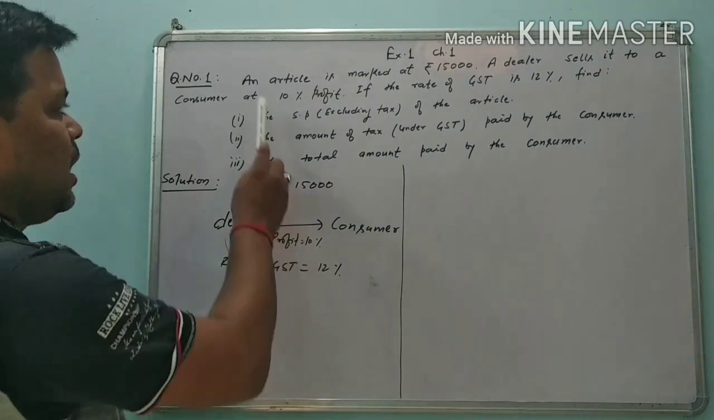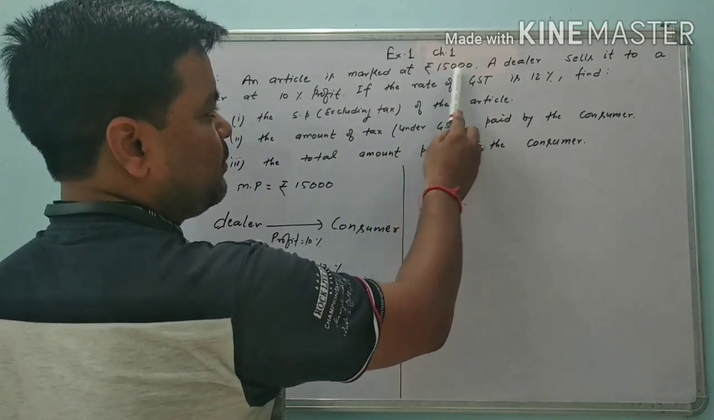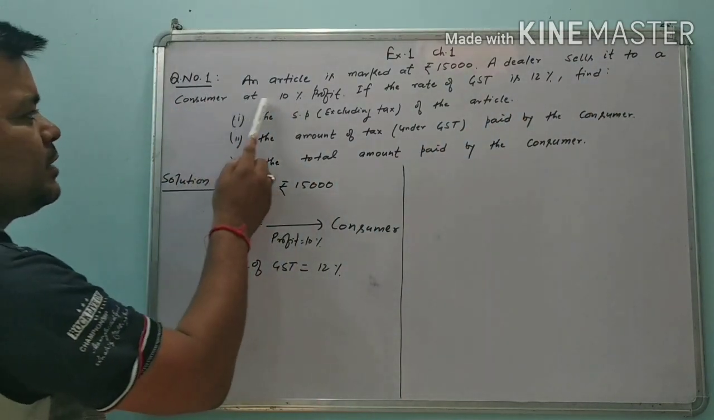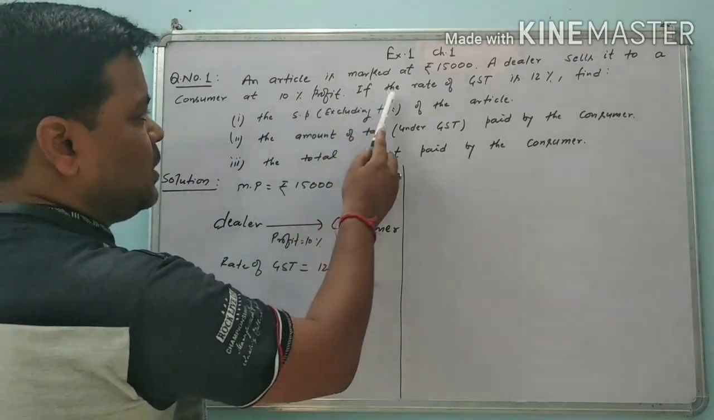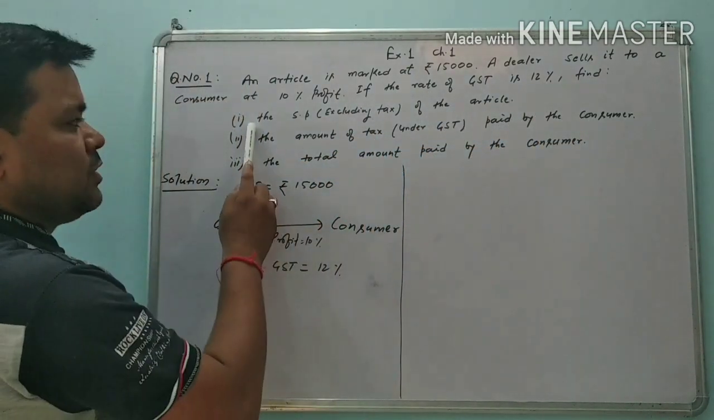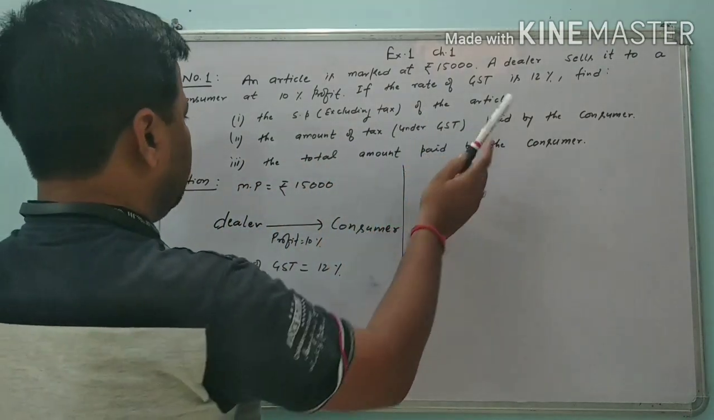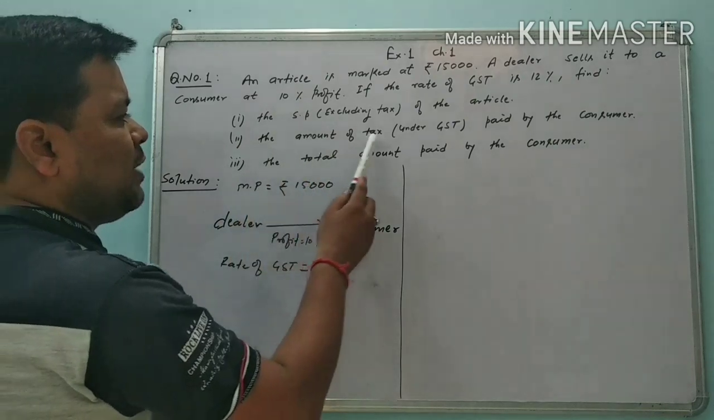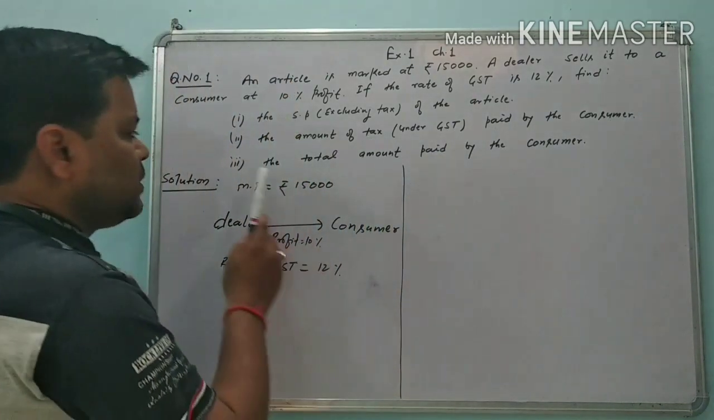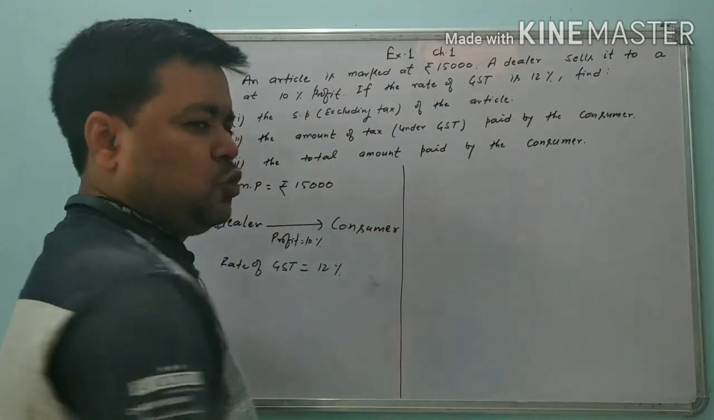The question is, an article is marked at rupees 15,000. A dealer sells it to a consumer at a 10% profit. If the rate of GST is 12%, then find: the first one, the selling price excluding tax of the article; the second one, the amount of tax under GST paid by the consumer; and the third one, the total amount paid by the consumer.